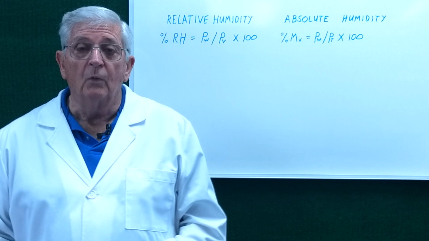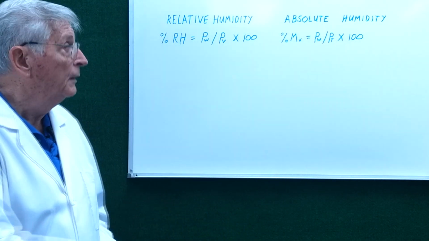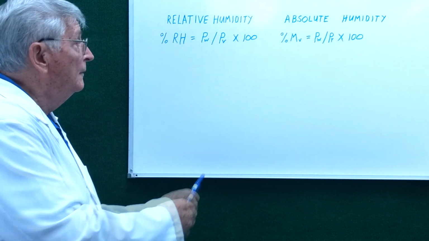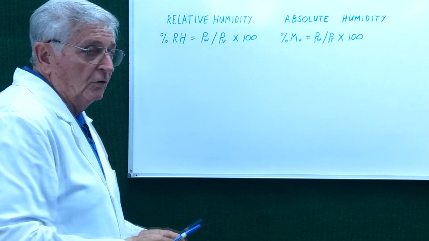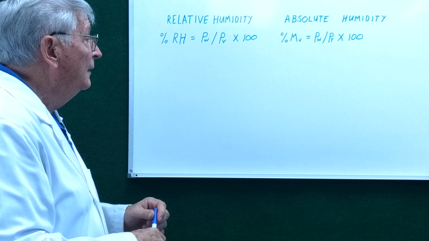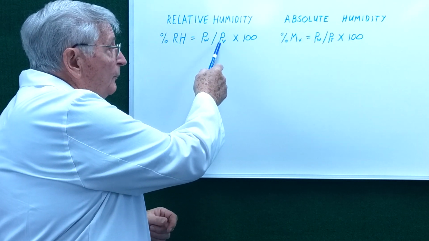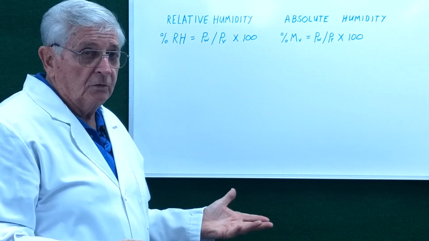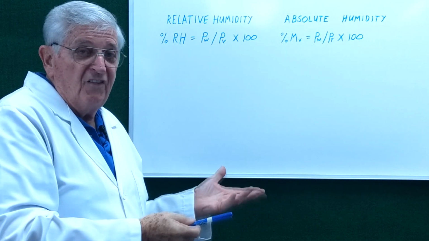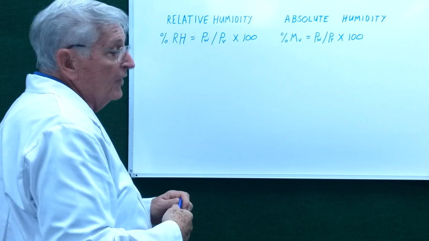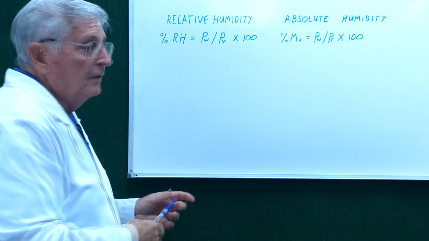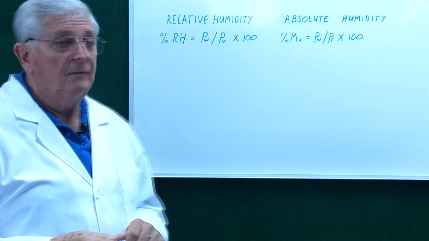In the Part 1 video, we showed this equation for relative humidity, where P sub W is the partial pressure of the water vapor, and we used P sub S for saturation, but the vapor pressure of water, P sub V, is essentially the same thing. And that ratio times 100 is a percent relative humidity.